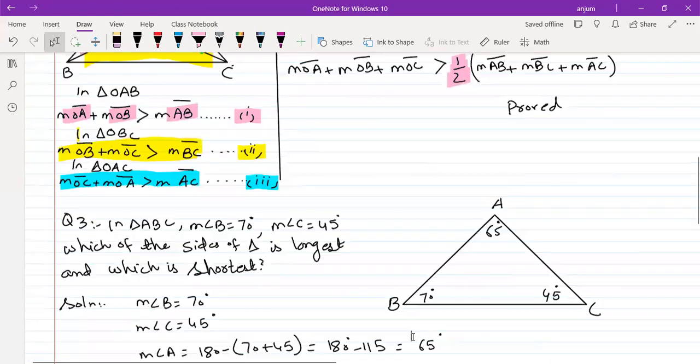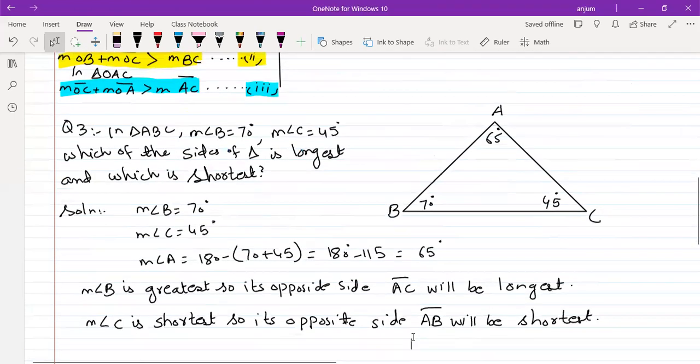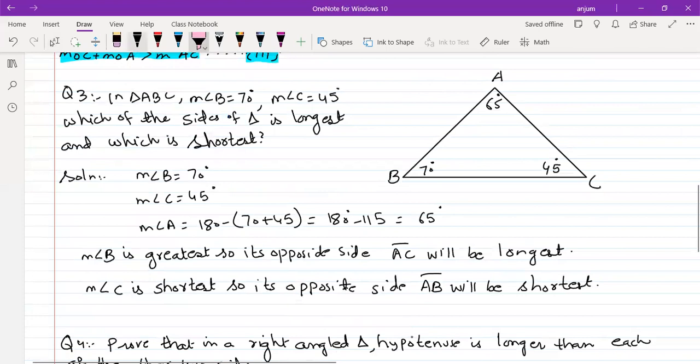Now look at question number 3. In this triangle ABC, measure angle B is 70 and measure angle C is 45, and they are asking which of the sides of the triangle is longest and which is shortest. As we can see that measure angle B is 70 and C is 45, so definitely measure angle A will be equal to 180 minus the sum of these two, which becomes 65 degrees.